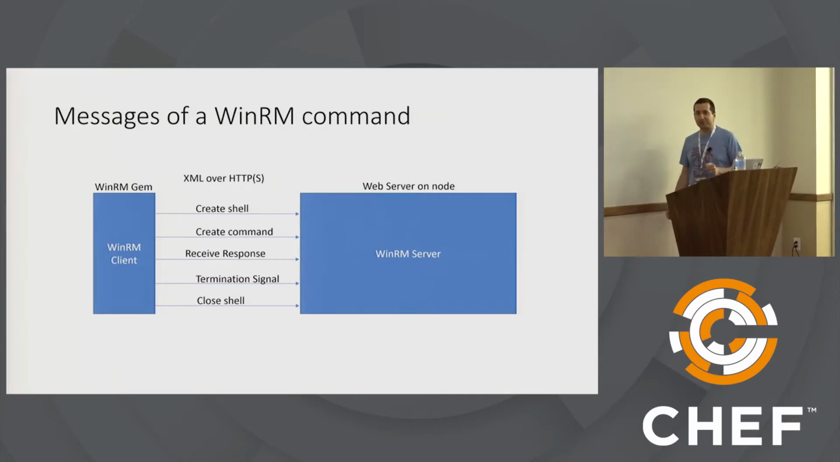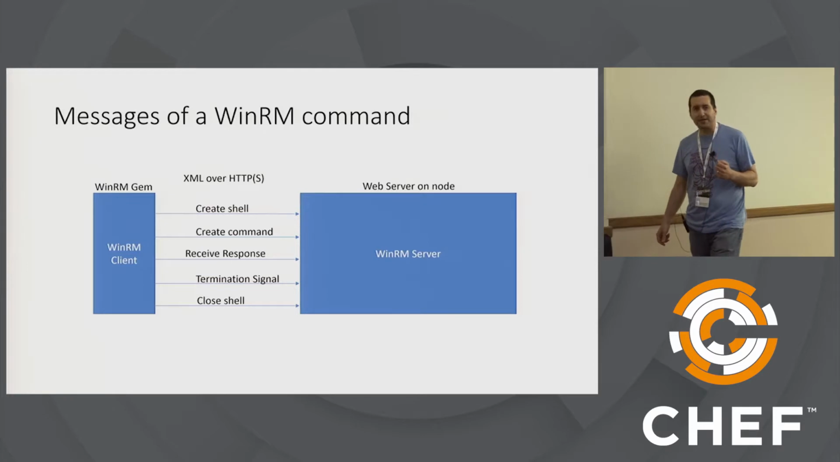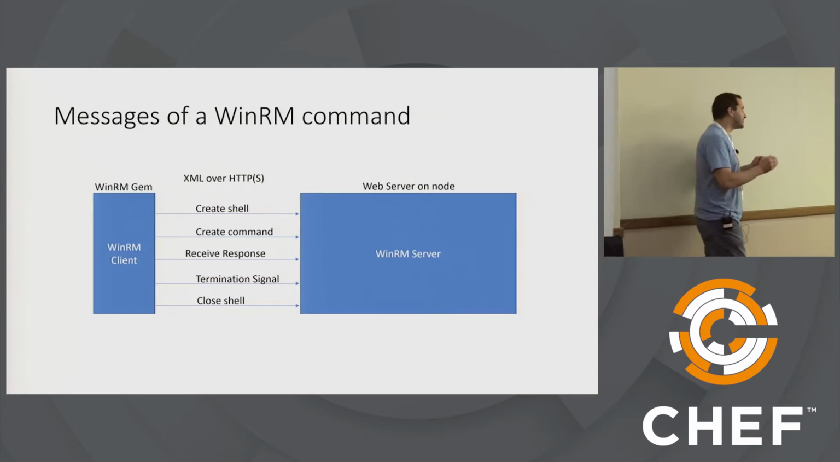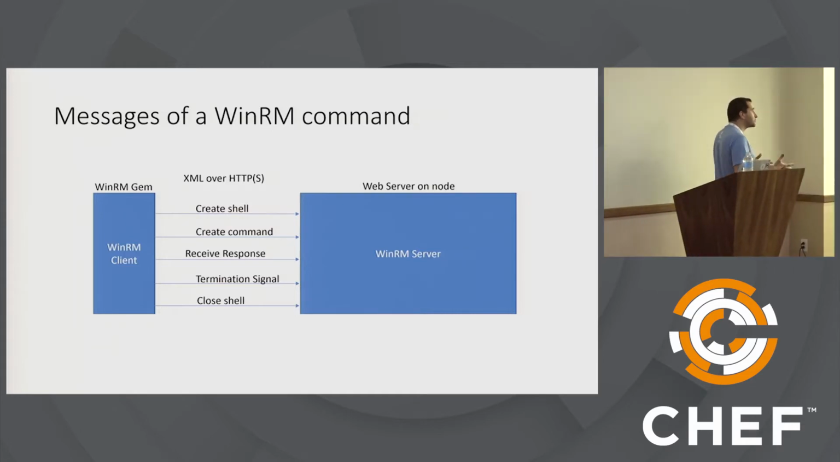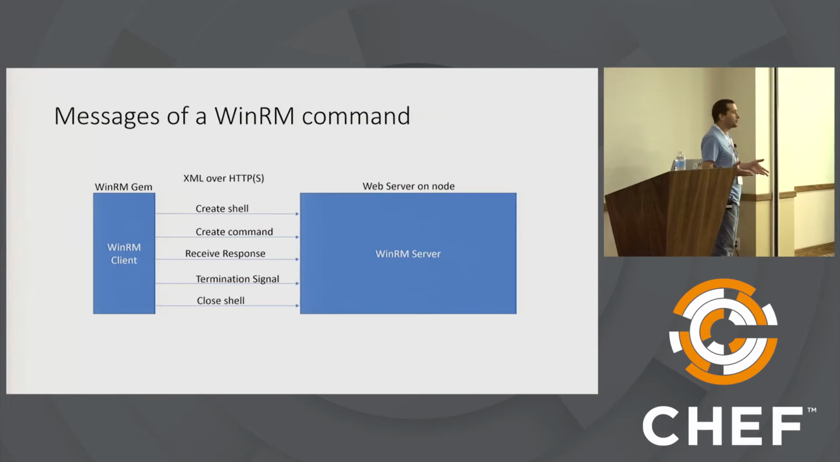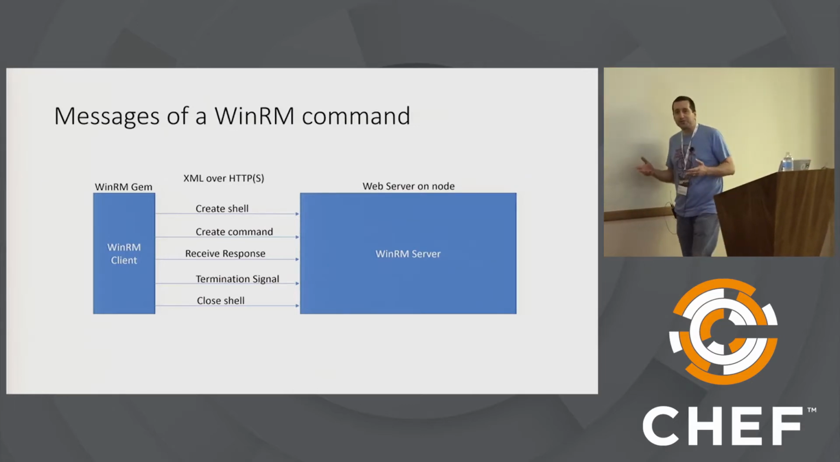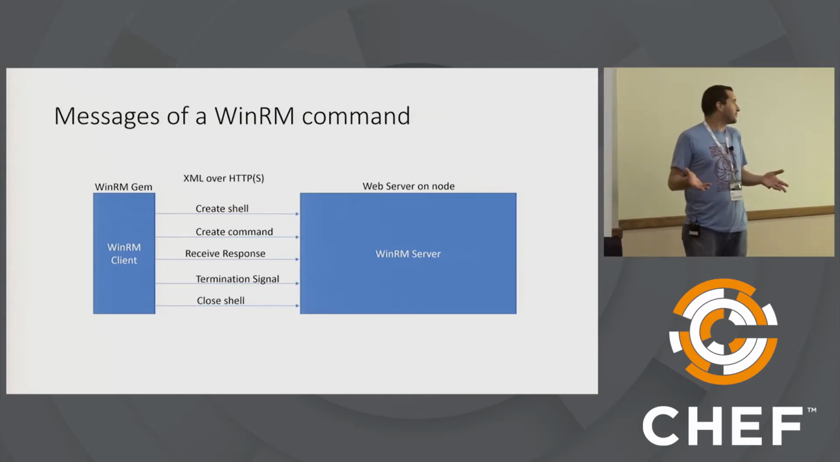So let's take a look at these messages. What's the sequence of messages? There are several involved in actually invoking a WinRM command. And what we're going to find is that this sequence correlates very closely to what you and I would do on our own machines if we want to run a command against our own machine. So what's the first thing that you do when you want to run a command on your own machine? Well, the first thing I do is open up a console.